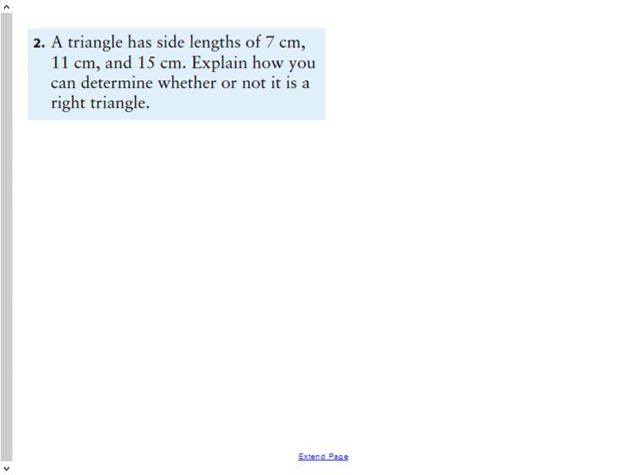In the second question, it says a triangle has side lengths of 7, 11, and 15. Explain how you can determine whether or not it's a right triangle. So if you drew the triangle first and put a question mark here to determine whether it's right, since there are three sides, 7, 11, and 15, we know that the longest side of a right triangle is called the hypotenuse. We'll put 15 there. And it does not matter whether 15 goes there, or 11 goes there, or 7 goes there. It doesn't matter. So we're just going to put 11 in there.